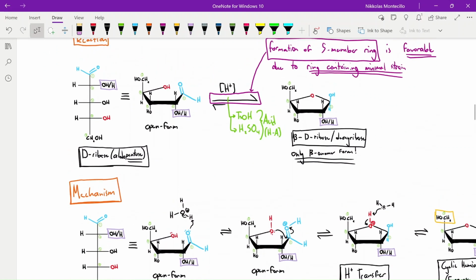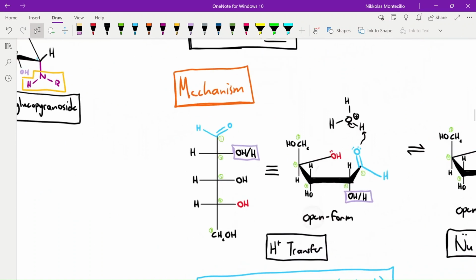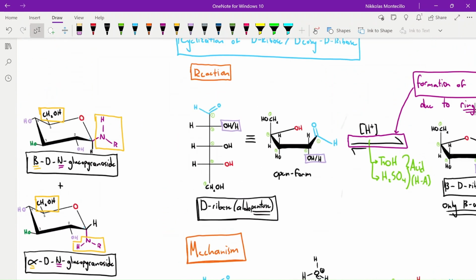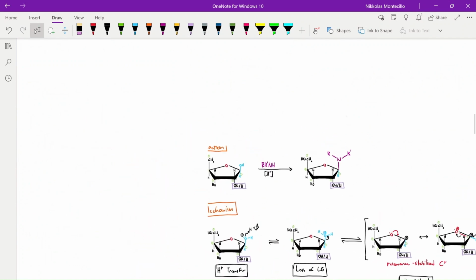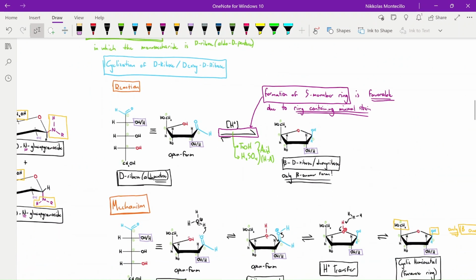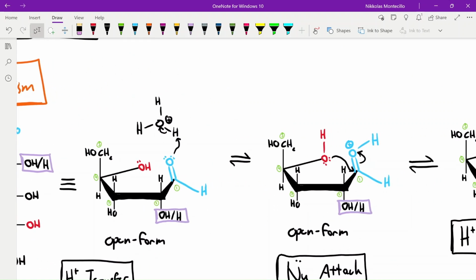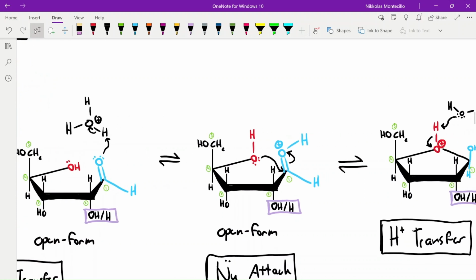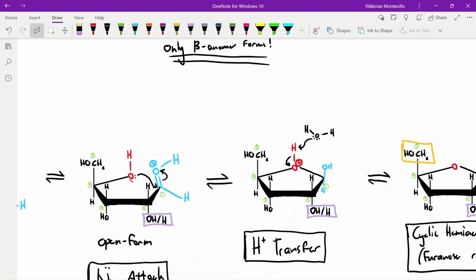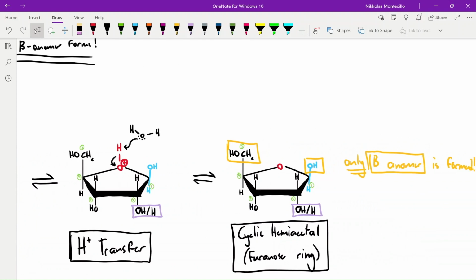And we can take a look here at the mechanism, which is similar. So when we're looking at the cyclization of D-ribose, there's a proton transfer, there's the protonation of the aldehyde group. The aldehyde is nucleophilically attacked by the hydroxyl group on carbon 4 of aldopentose, which causes the formation of the oxonium ion, which allows for a proton transfer. And then we see the formation of a cyclic hemiacetal.